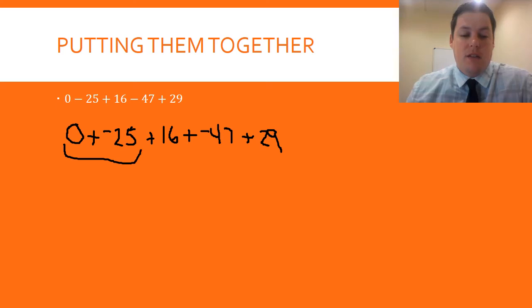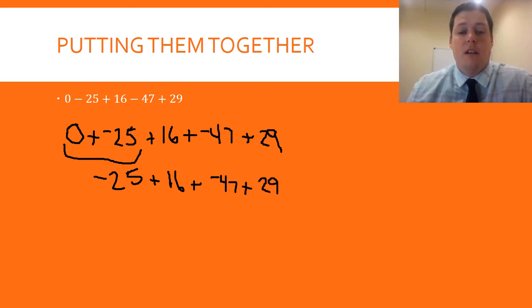So we're going to add this first. So now I have negative 25 plus 16 plus negative 47 plus 29. And remember, I know that you guys can plug this into your calculator. That's great. I do not have a problem with it if you're actually faced with this sort of problem. But keep in mind that these problems are used to build off of, and you need to understand these rules in order to do algebra going forward.